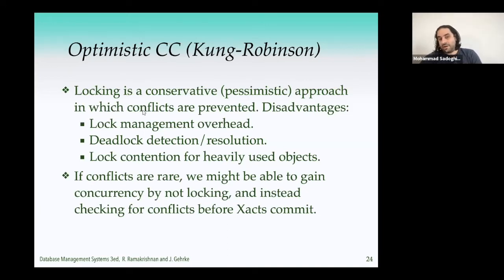The idea of optimistic CC, at least from the classical perspective, says that if conflicts are rare, then maybe we don't need to be so conservative in the way we access the data. Maybe we can go ahead and access it and then later ensure that what we read is still valid, and if so, then commit the transaction.